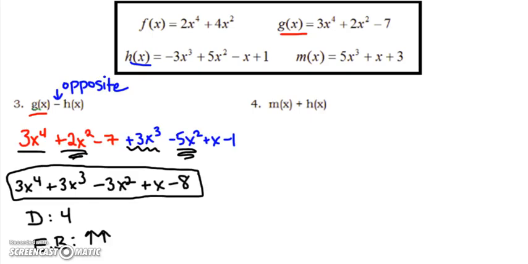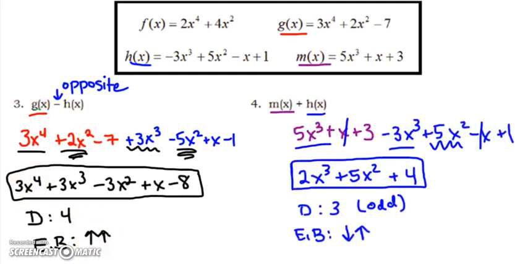All right, if you're coming back to see the answers for 3 and 4, here's your answer for 3. You've got your terms, you've got your degree, and your end behavior, which was again up and up because this was a positive even function.